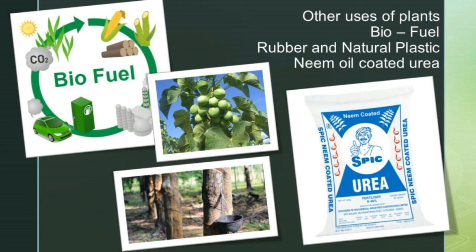Next, neem oil coated urea. Farmers in India use urea as a fertilizer to increase agricultural productivity. Indian scientists made neem coated urea, which releases nitrogen gradually and helps the plants to absorb maximum nitrogen. It reduces the impact of urea on the environment.